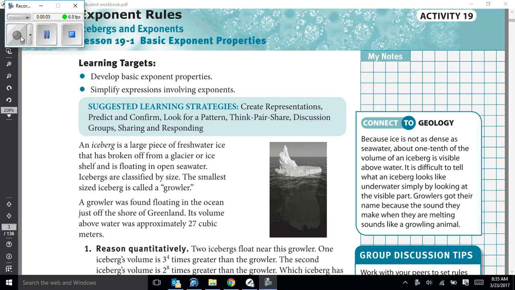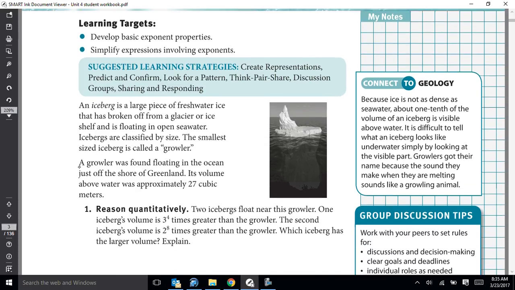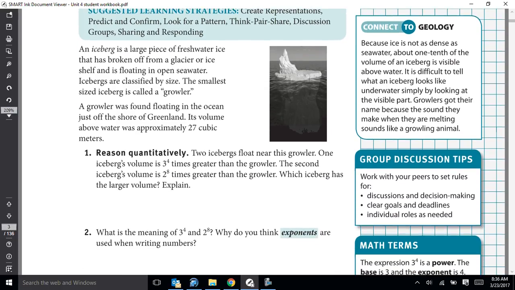Right, so today we're going to start in section 19, basic exponent properties. And so today's goals are to develop basic exponent properties and simplify expressions involving exponents. And so we're going to start by kind of refreshing some prior knowledge.